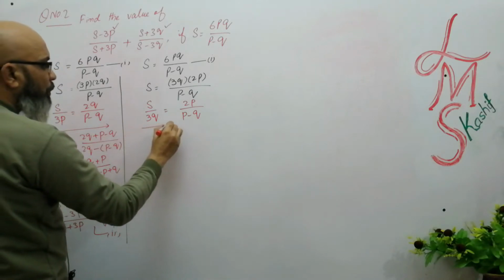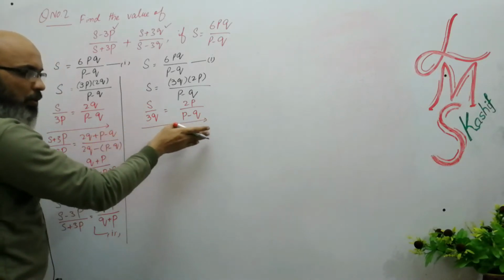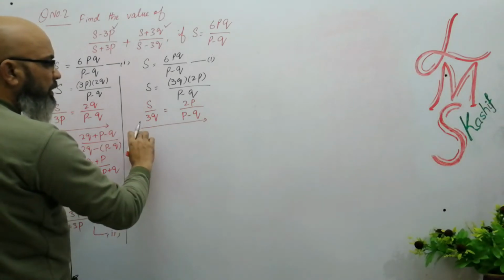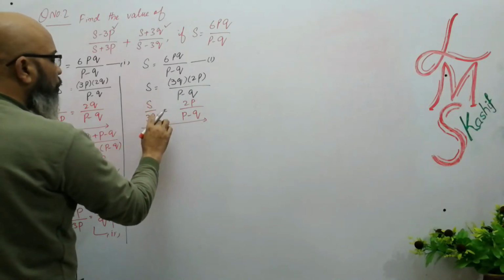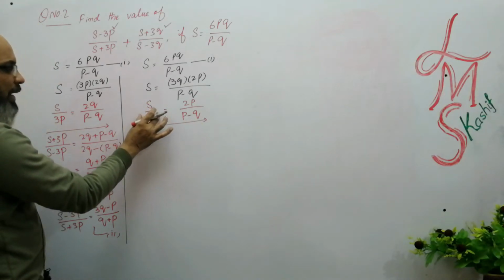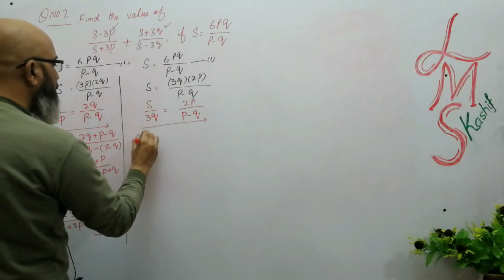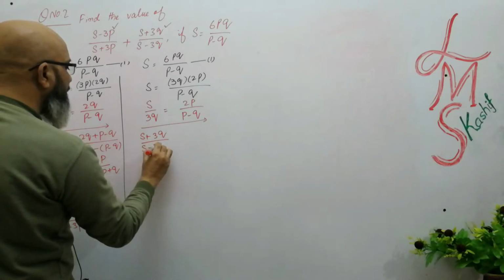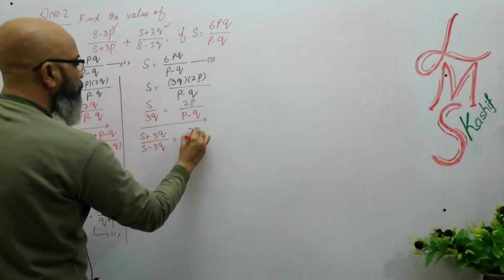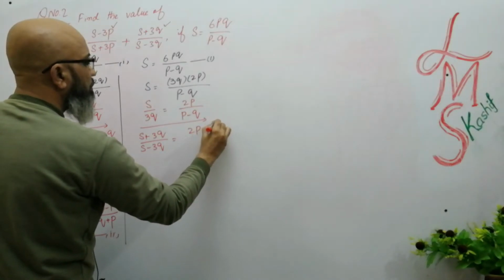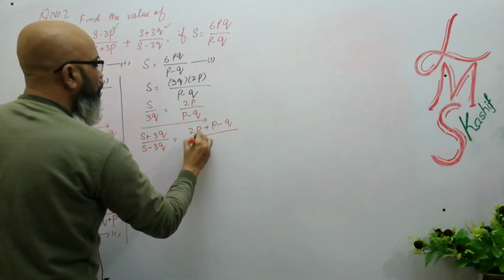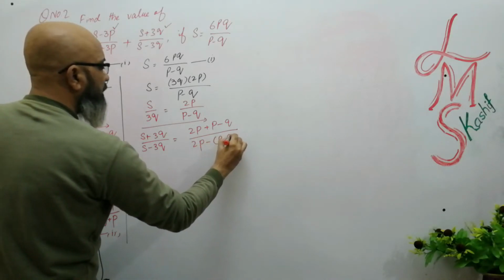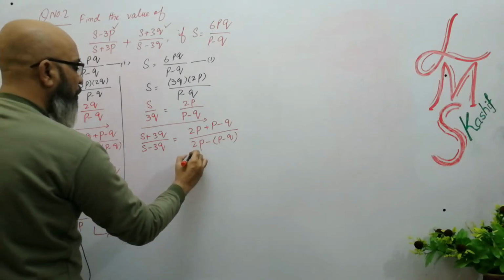So by applying componendo dividendo theorem, write the line when you are solving questions in your class or in the paper. You must write the line down here. So what is componendo dividendo theorem? We will add this one time and we will subtract. Means S plus 3q over S minus 3q is equal to 2p plus p minus q over 2p minus p minus q. So solve it.